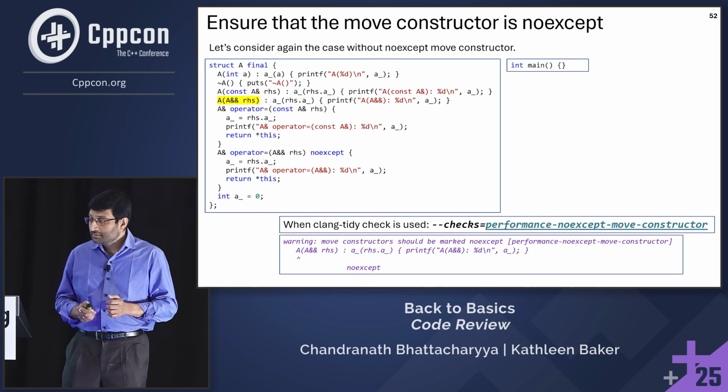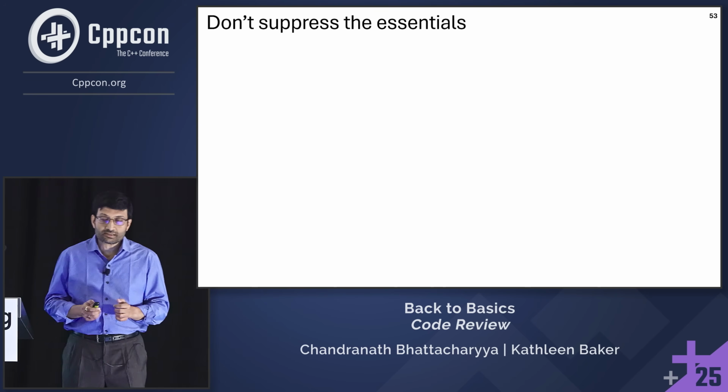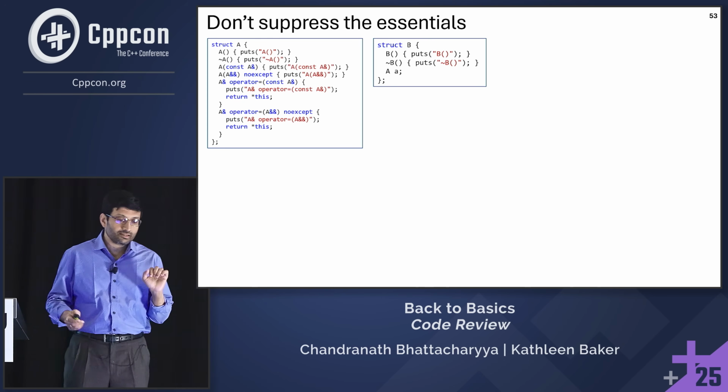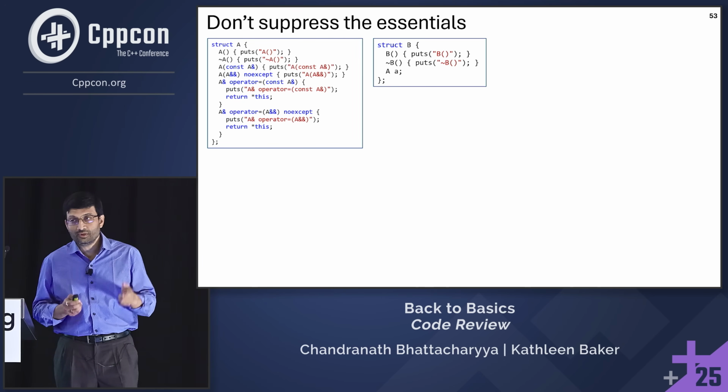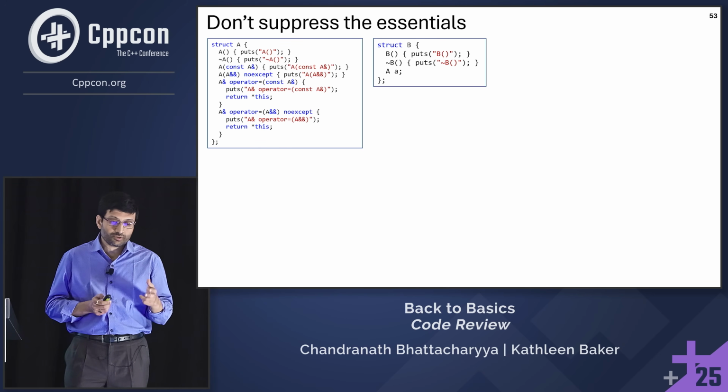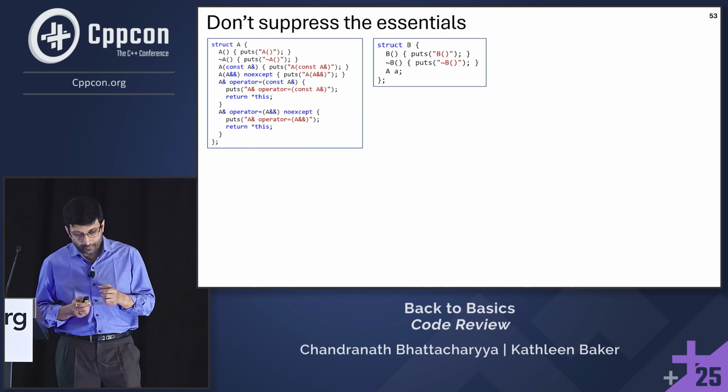Moving on to the next example. Don't suppress the essentials. Okay, what can that be? So we have our struct A, and now we create another new struct B, which has only a member variable of type A. And then we have two user-defined constructors which both just print something.